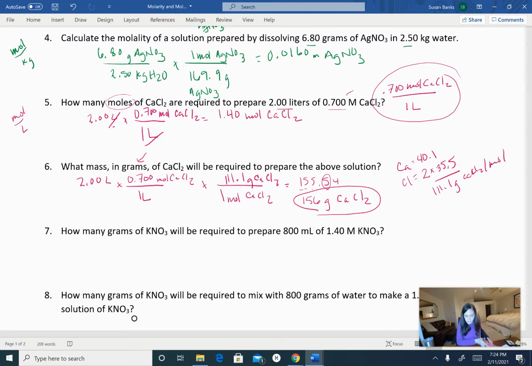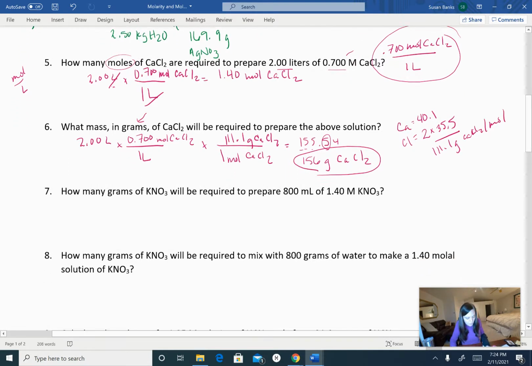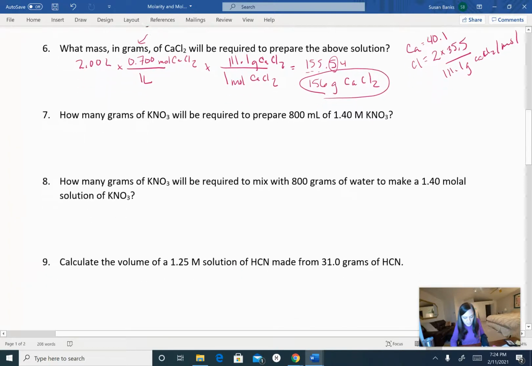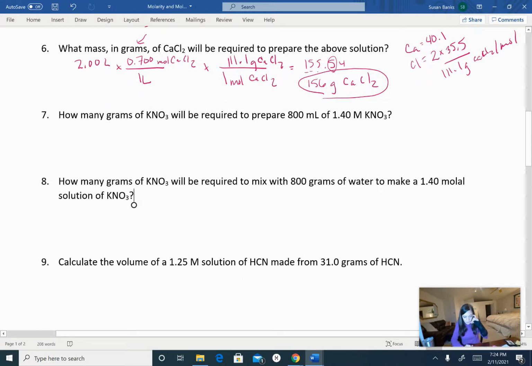Okay, now let's look at number 7. How many grams of potassium nitrate are required to prepare 800 milliliters of a 1.4 molar, that big capital M is moles per liter, solution of potassium nitrate? Okay, so we are definitely going to need our molar mass of potassium nitrate. So we might as well do that right now.